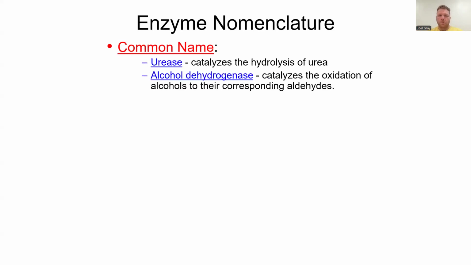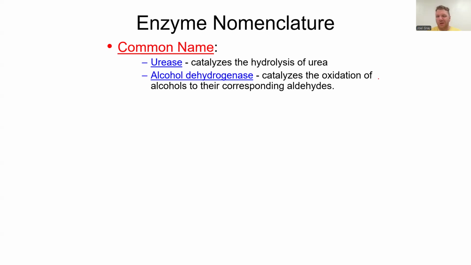And when it comes to enzymes, we always have to look at the rules or the guidelines for enzyme nomenclature. So enzymes are always going to have a common name. For example, urease. Urease is the common name for the enzyme that catalyzes the hydrolysis of urea. Alcohol dehydrogenase catalyzes the oxidation of alcohols to their corresponding aldehydes.